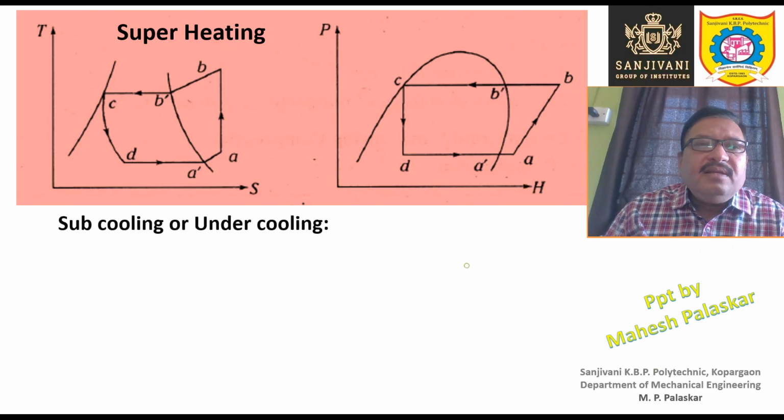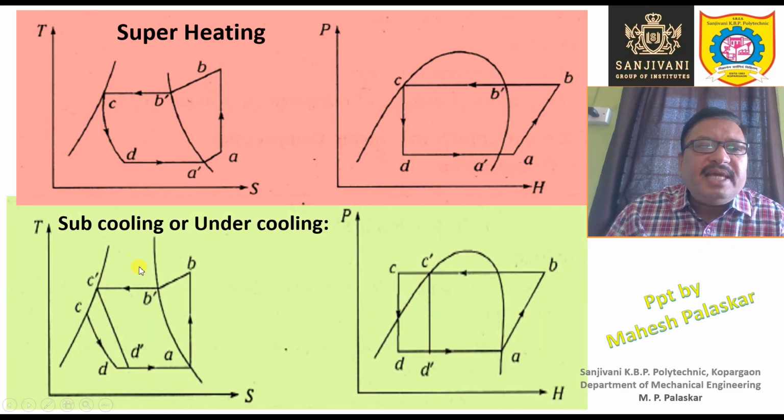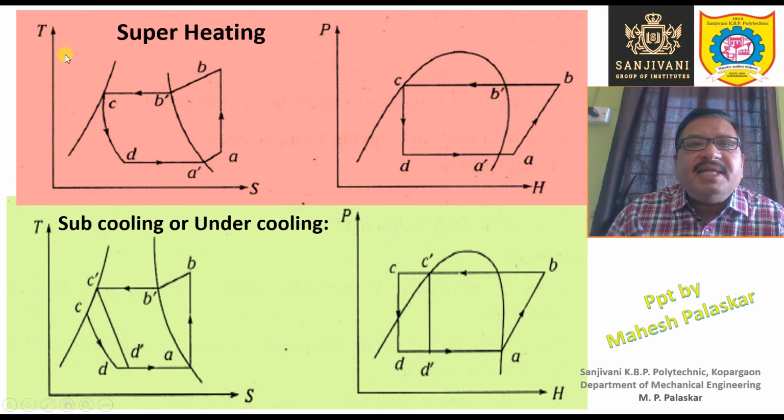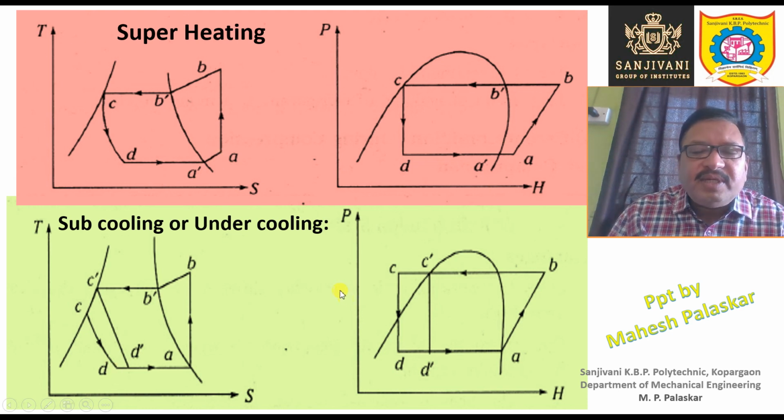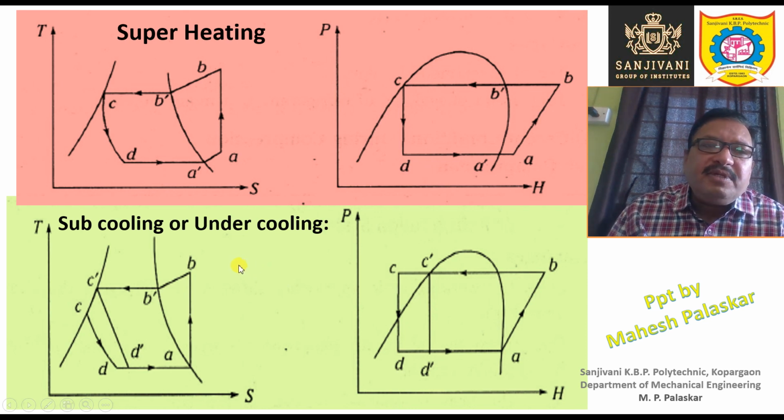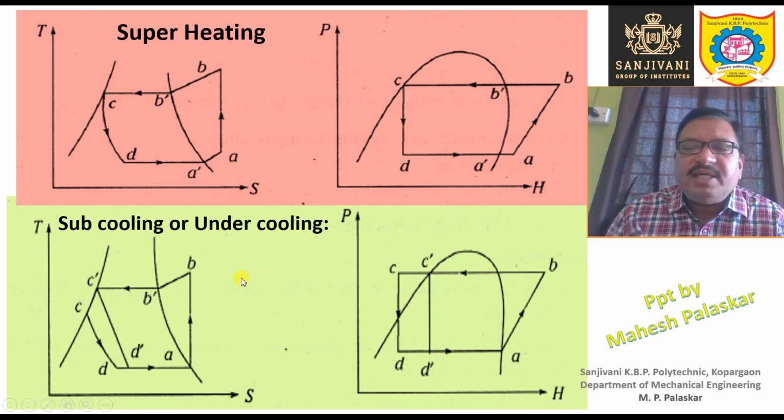So we can see this superheating and subcooling at a glance. This upper TS and pH diagram indicate superheating and this lower diagram indicates subcooling. So in this diagram you can see superheating and subcooling at a glance, right? So this was about superheating and subcooling.